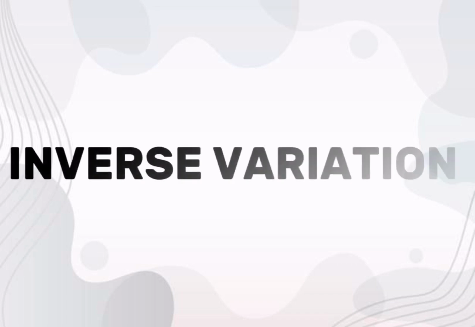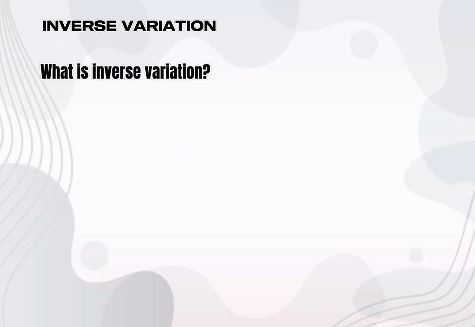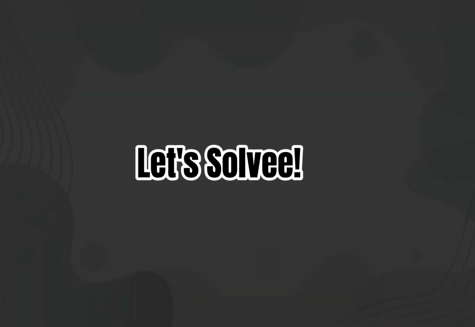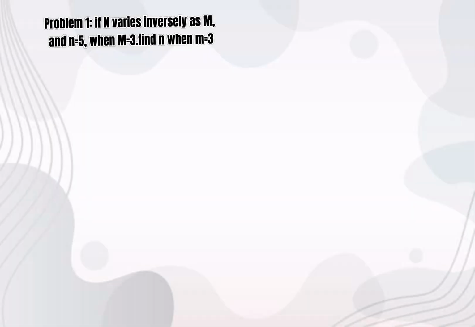Now that we have discussed direct variation, we can now move on to inverse variation. What is inverse variation? If one variable increases, the other variable decreases. This can be read as y varies inversely to x. Let's solve. Problem 1. If n varies inversely as m and n equals 5 when m equals 3, find n when m is equal to 10.